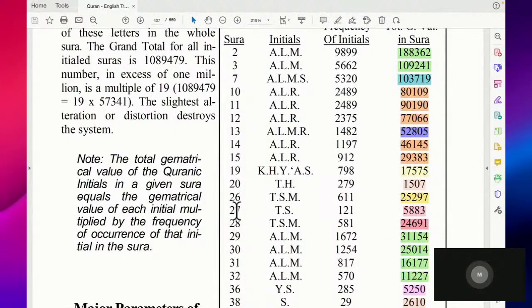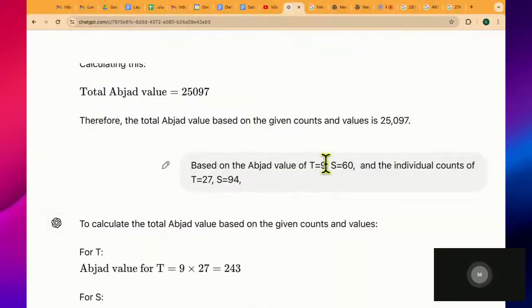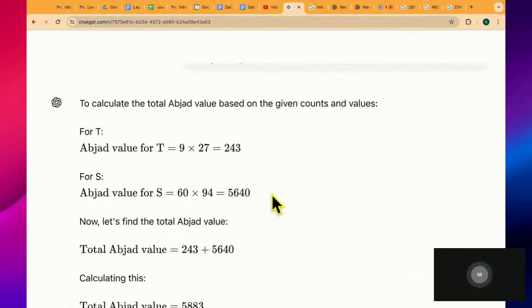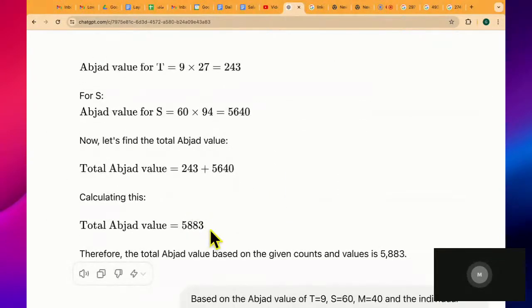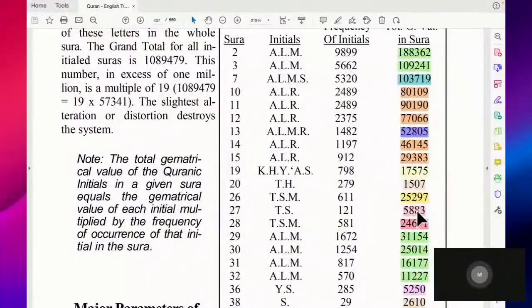Next one, 27, Ta Sin, and then the total is 5,883. Sometimes it does it right, sometimes it does it wrong. So the point is that if you see that the number that you get on ChatGPT is different from the number that is here, just do it again. If you did it the wrong way, put it in a calculator. But in general, it's a very good tool that you can use for doing such tasks.